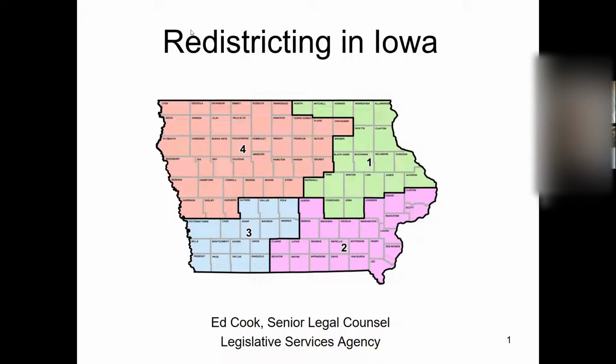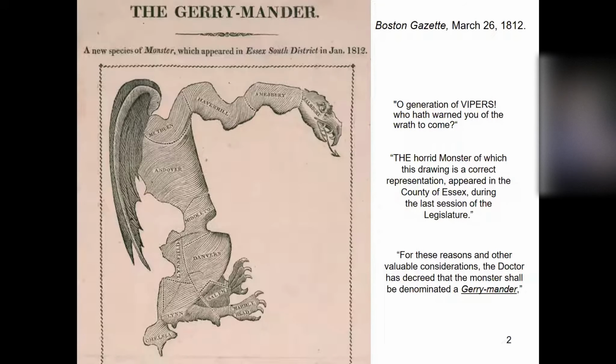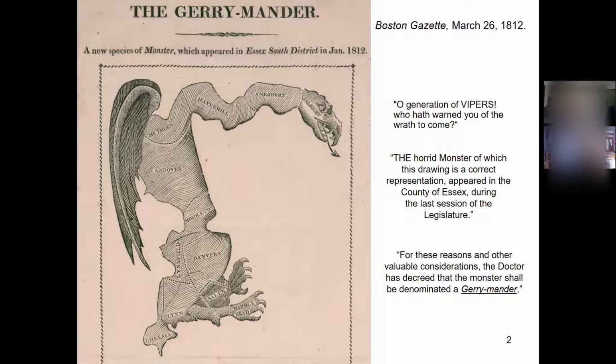I would like to thank Drake Law School and the League of Women Voters for giving me the opportunity to talk about Iowa's very unique redistricting process. When many people think of redistricting, they think of the term gerrymandering, and not in a positive light. Here is a political cartoon from 1812 that spawned the phrase, created by combining the name of the governor of Massachusetts, Elbridge Gerry, with the term salamander. Iowa, however, does redistricting in a very different way.